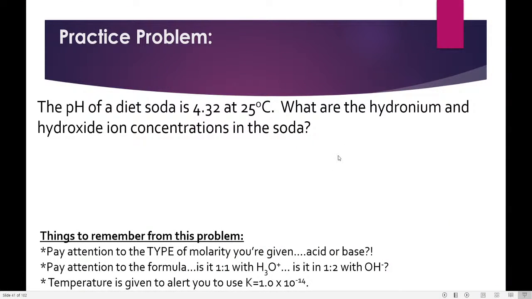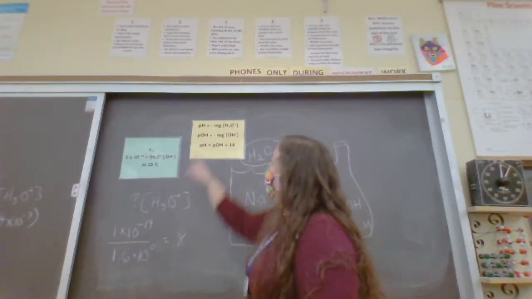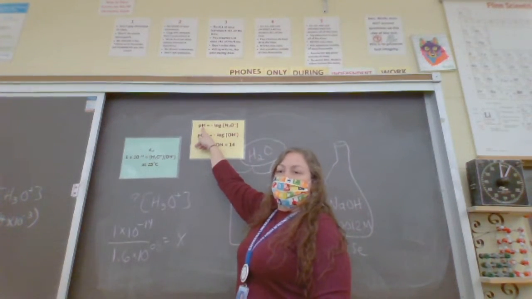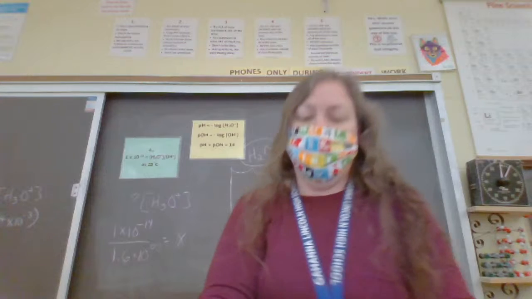Let's try this one. We want the pH of soda at 25 degrees, and it's 4.32. It's an acid. Soda is an acid that you drink. Okay, what are the hydronium and hydroxide concentrations? They gave you a pH. So, where can you plug that in? Couldn't I plug it in here and solve for hydronium?